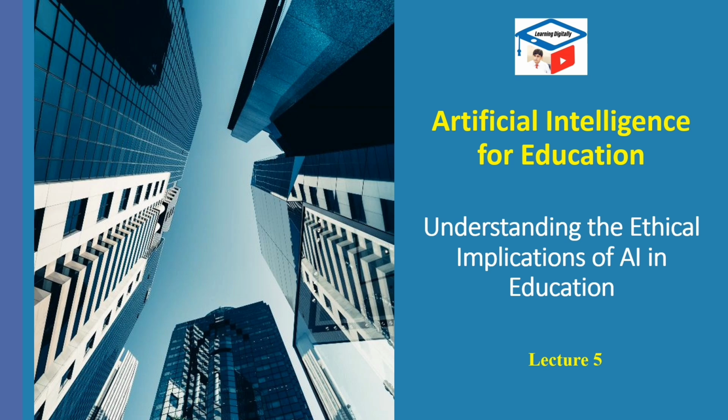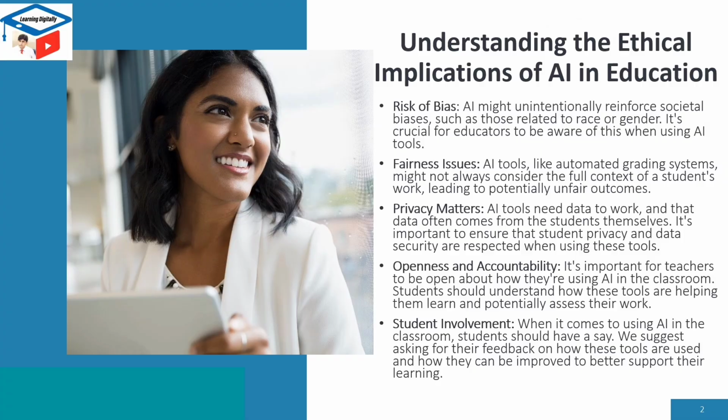Let's get started on our journey into the ethical considerations of using AI in education. AI can have a significant impact on student learning and teacher practices, so it is important to consider the ethical implications of its use. Teachers should consider the potential for bias, fairness, and privacy concerns when using AI in the classroom. So the important elements are, risk of bias. AI might unintentionally reinforce societal biases, such as those related to race or gender. It's crucial for educators to be aware of this when using AI tools.